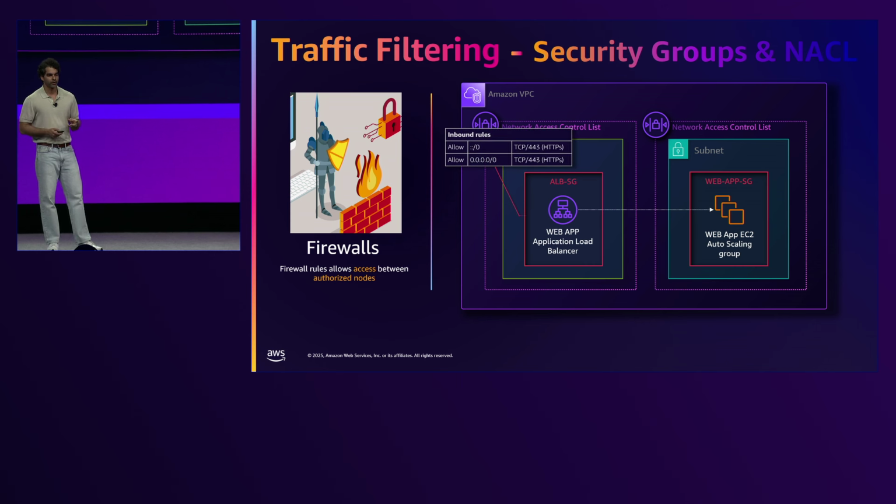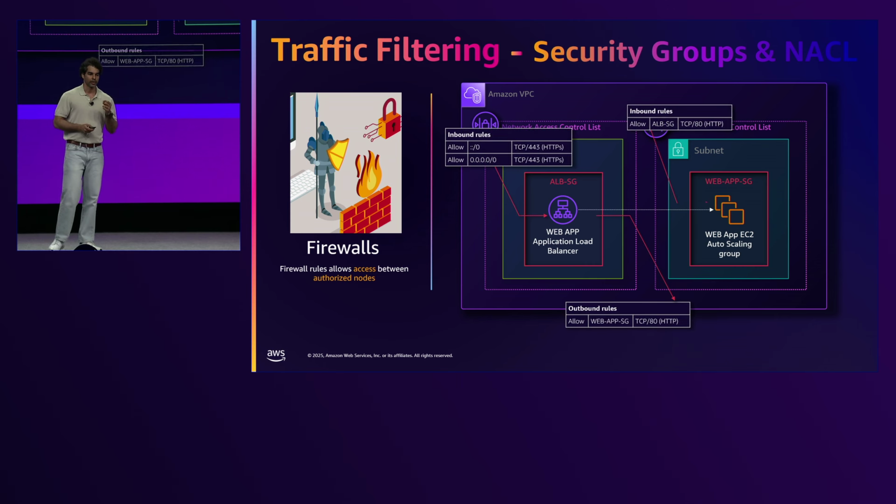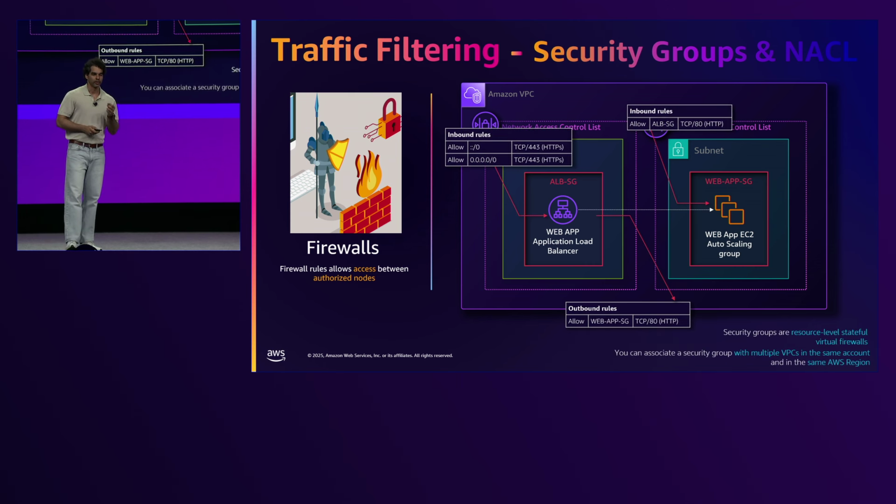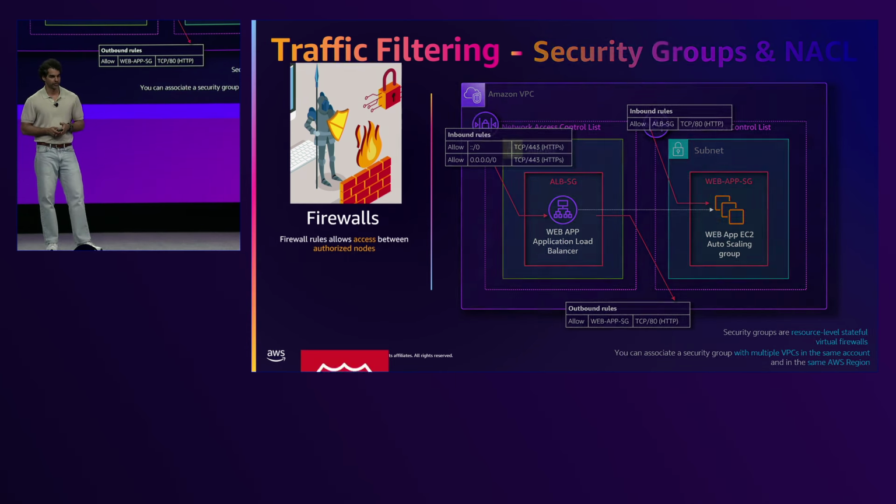And in this example, we are writing outbound rules on the load balancer saying it's only allowed to send traffic to the web server. And the web server is only allowed to receive traffic from the firewall. And you can see here we are using security group referencing to do that as we write the rules. Now, security groups obviously are stateful firewalls, and you can associate a security group with multiple VPCs in the same account and in the same AWS region.